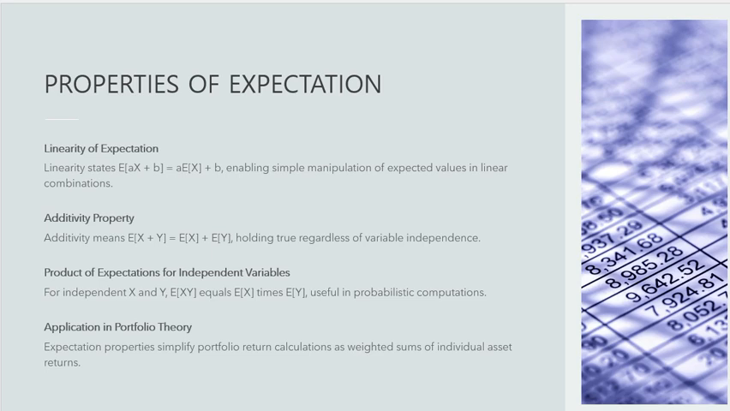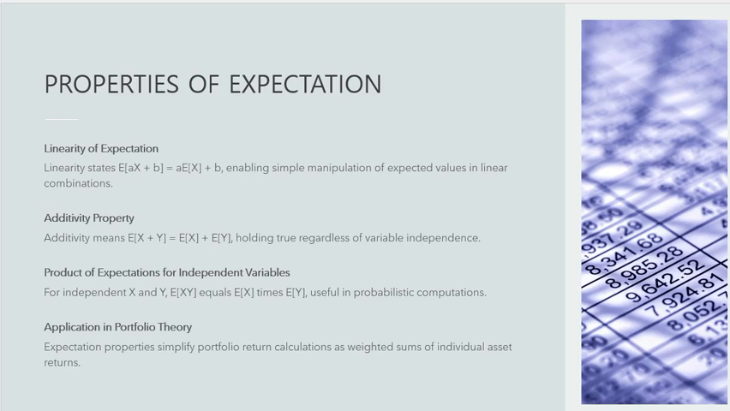One key property is linearity: for any constants a and b, and the random variable X, the expectation of aX plus b is equal to a times the expectation of X plus b. This property allows for straightforward manipulation of the expectation value in linear combinations.